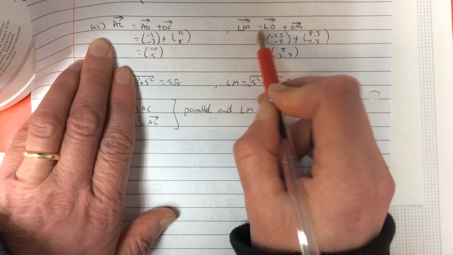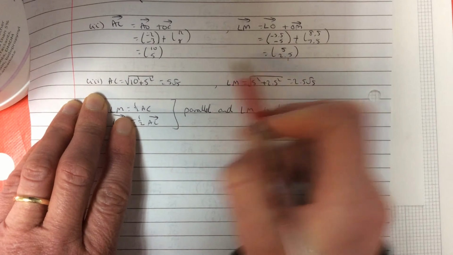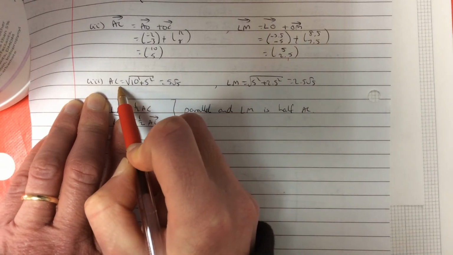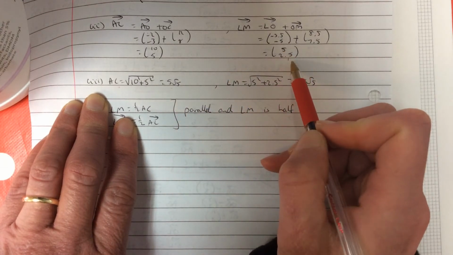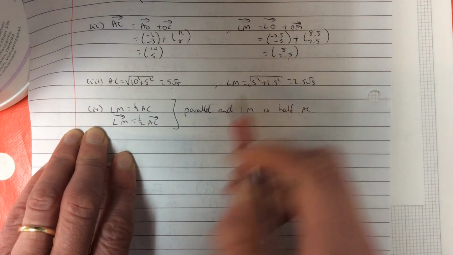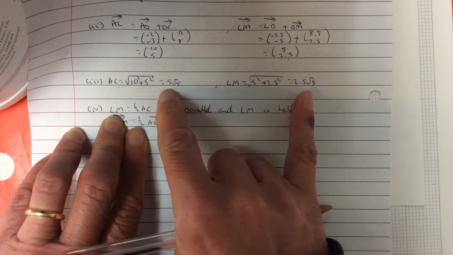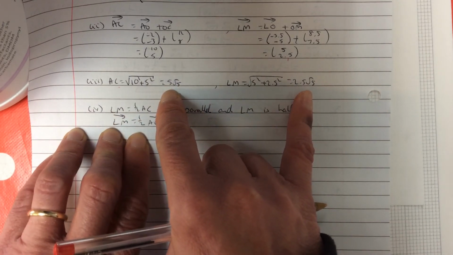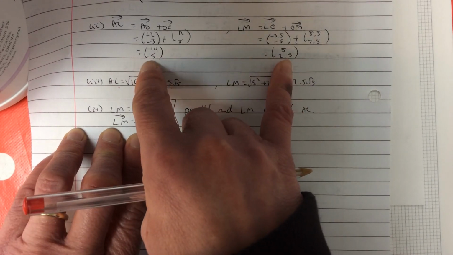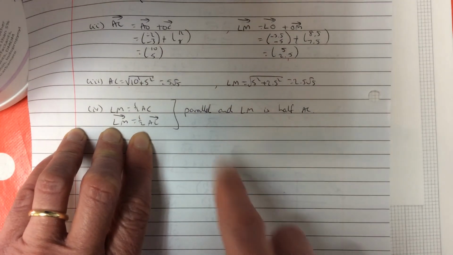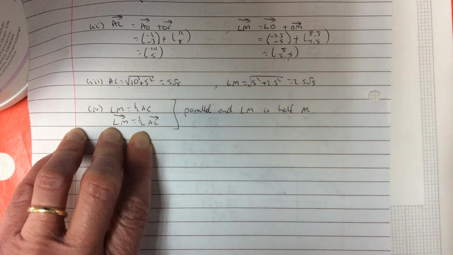L to M, going through O. LO plus OM. Just put in your big bits and pieces. The length of AC, remember your Pythagoras, so 10 squared add 5 squared, square rooted. The length of LM, Pythagoras again. Now, if you look at LM, it is half AC. And if you look over here, your vector LM is half your vector AC. So they are parallel. It's going the same direction. And LM is half AC.